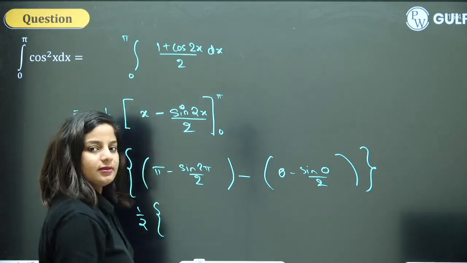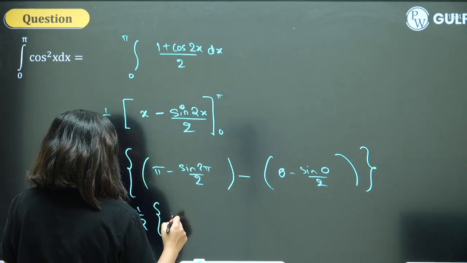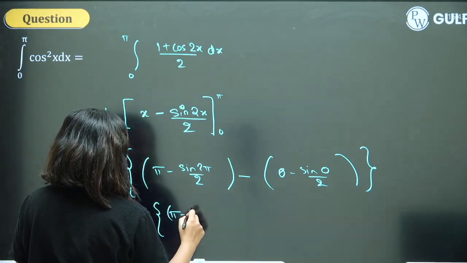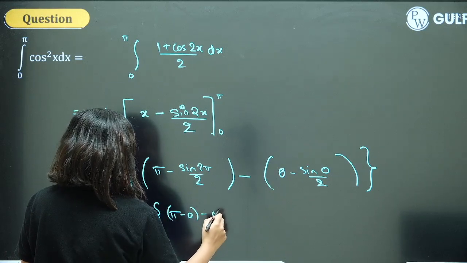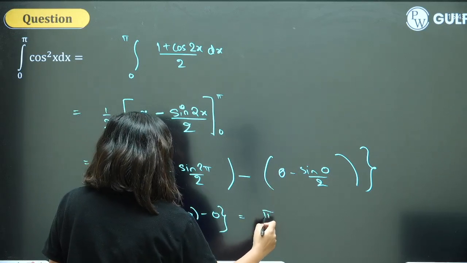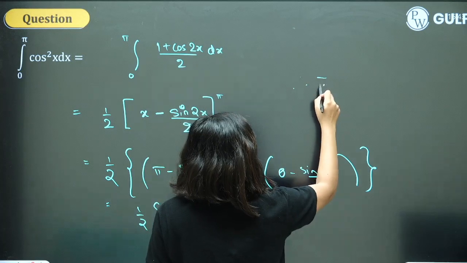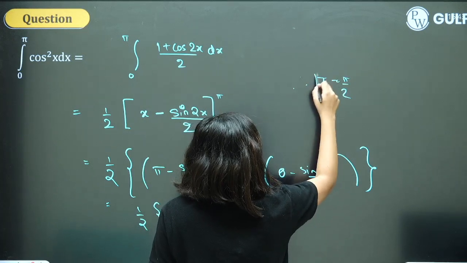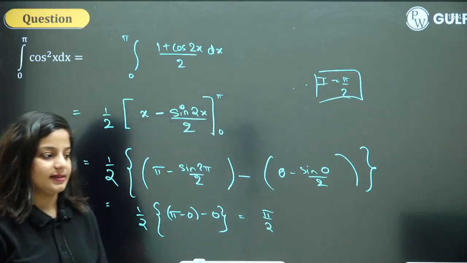Sine 2 pi is 0. So only pi left from the first bracket. 0 minus 0, 0 left from the second bracket. Answer is pi by 2, guys. The value of integral is pi by 2. Can you understand this? All of you.